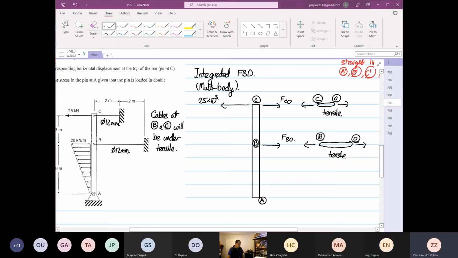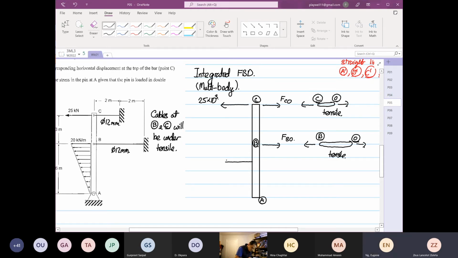Okay, now the triangular load over there that you see, where is it applying? So we have to find the equivalent load, and the equivalent load will be somewhere around here. So this is the equivalent load.